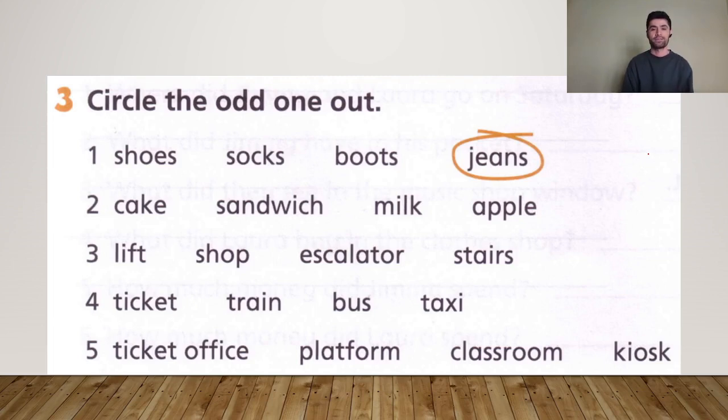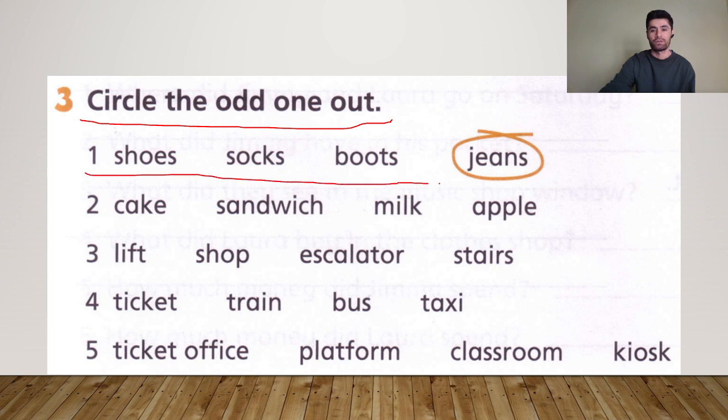And this activity is called circle the odd one out. So we have 5 lines here from 1 to 5. And in each line, we have 4 words. But one word doesn't really belong to the other 3. It doesn't really relate to the category of other words.